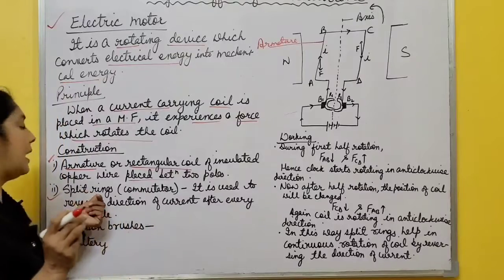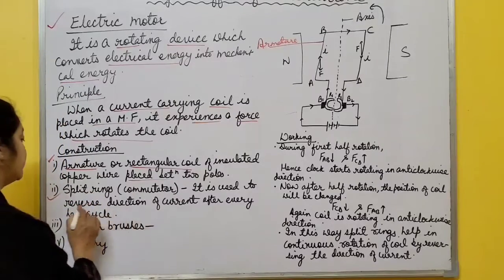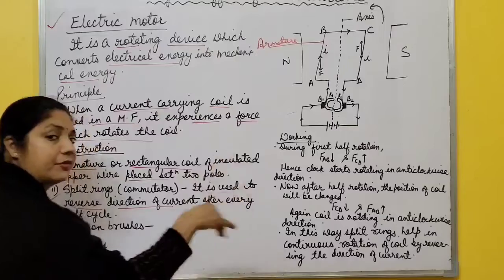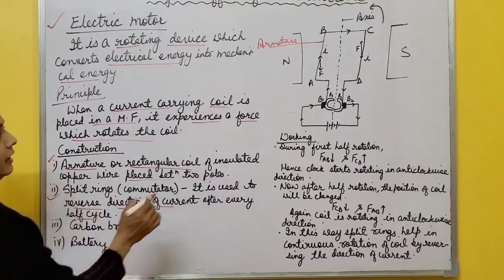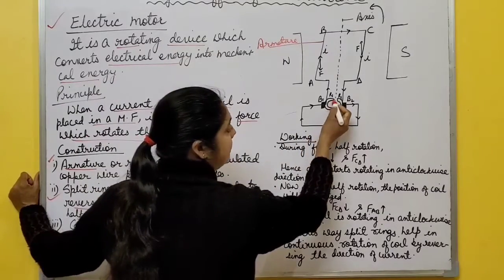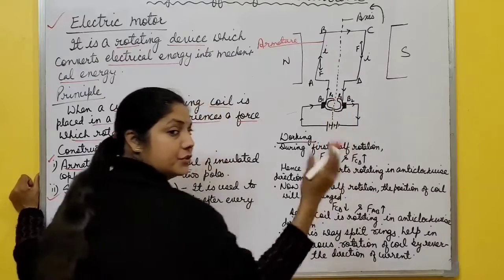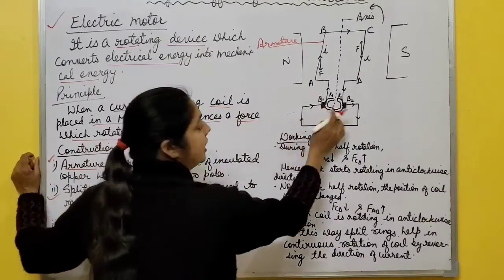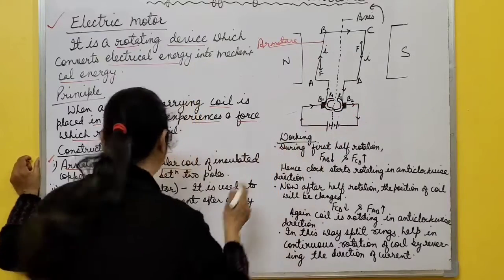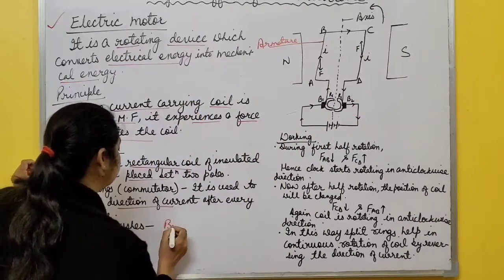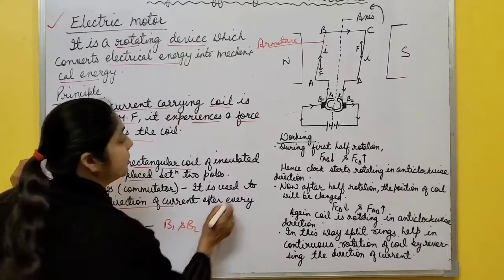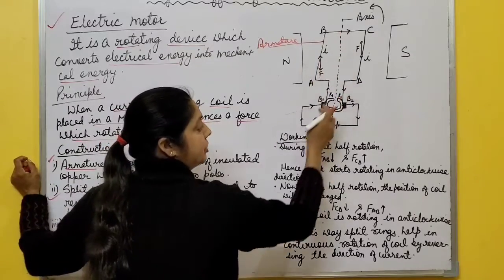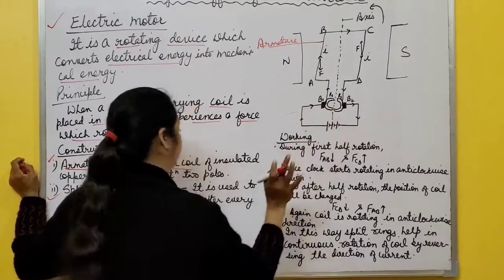Here the split ring acts as a commutator. It is used to reverse the direction of current after every half cycle. This semicircular shape is two split rings, which are used to reverse the direction of current, and then there are carbon brushes. These two dark portions, B1 and B2, are carbon brushes, right? And these are attached to the two ends of the armature, and the other points are connected to the battery.